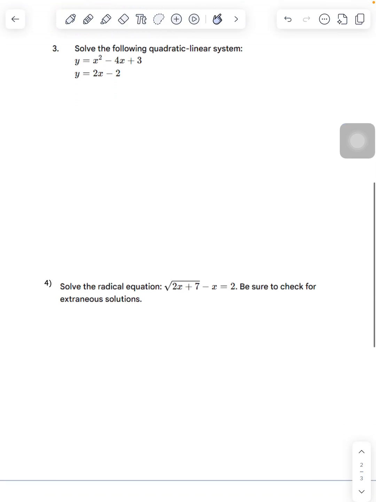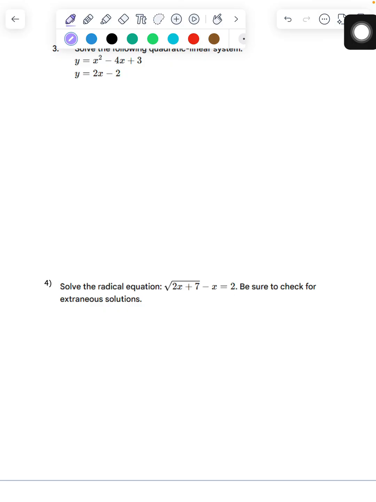All right. Now let's do a quadratic linear system. All right. So I have y equals x squared minus 4x plus 3. And I have y equals 2x minus 2. Well, all right. So I don't really need to substitute much here, except I know what y equals, right? So I'm going to say y equal to y, right? I know y is going to equal y, right?